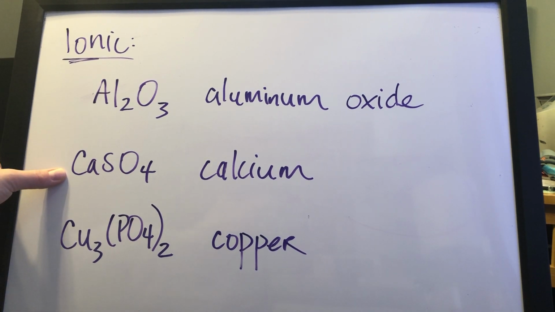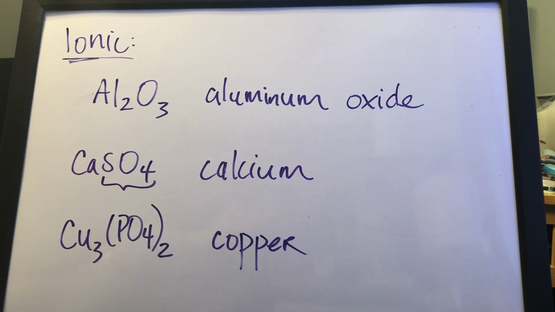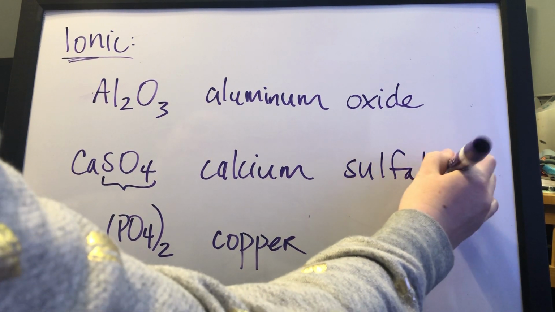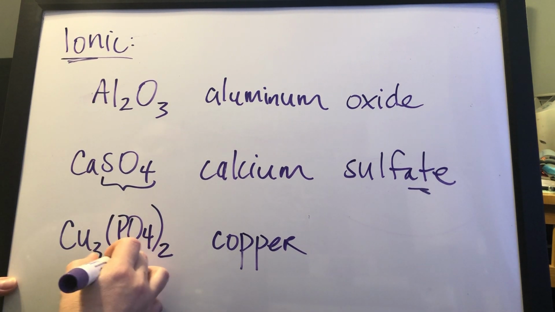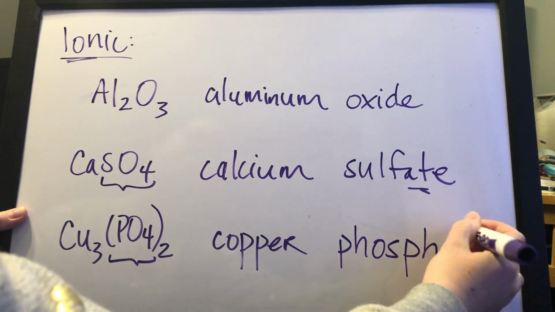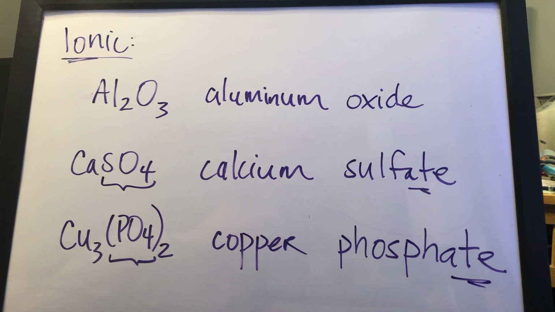If I go down to the next one, I've already named calcium. Now this is a polyatomic, so we don't separate it, we name it as a polyatomic, and that is sulfate. With the polyatomics, their ending does not get changed, so I leave it as ate. So calcium sulfate. And then the third one, I've already named copper. Again, this is a polyatomic, and this is phosphate. So I leave that ending as ate. I don't change it. Copper phosphate.